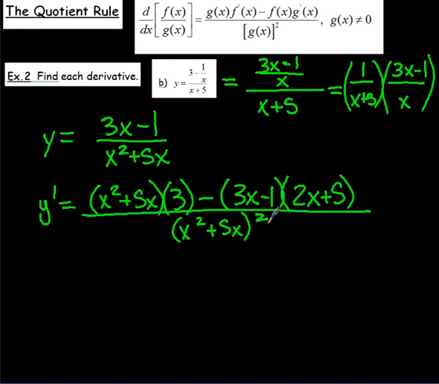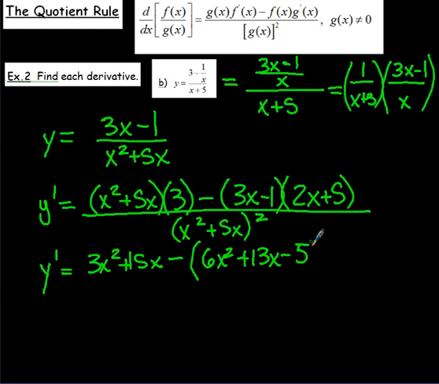Now again, I'm going to go ahead and use my distributive property in the numerator, so we'll end up with y prime equals 3x squared plus 15x minus, now sometimes it's helpful when you FOIL a problem out if you go ahead and put parentheses so that you make sure that you subtract the entire quantity, 6x squared plus 13x minus 5. All of that divided by our x squared plus 5x quantity squared.